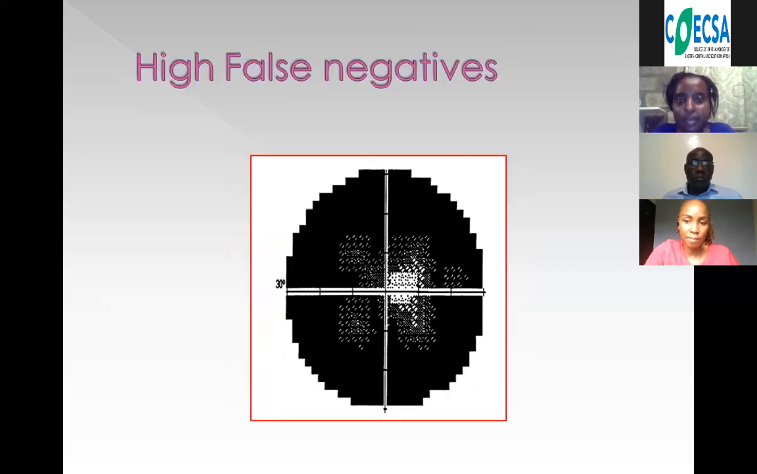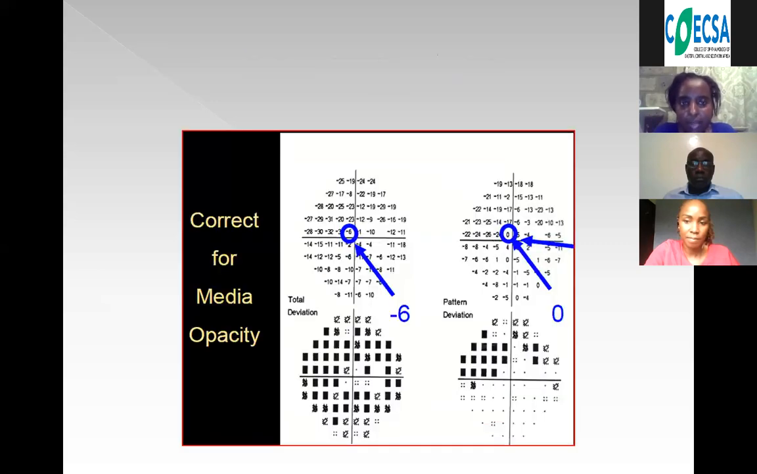High false negatives, this is just the opposite. Patients who lack concentration, so they stop clicking, they could be tired, sometimes elderly, and this is a cloverleaf pattern, characteristic of inattention, and it appears abnormally black. So the other one, false positive, was abnormally white. The false negative is abnormally black. Media opacities can bring defects in the visual field. So the Humphrey visual field corrects by pattern deviation, and you're left only with the focal defects, which are due to glaucoma.